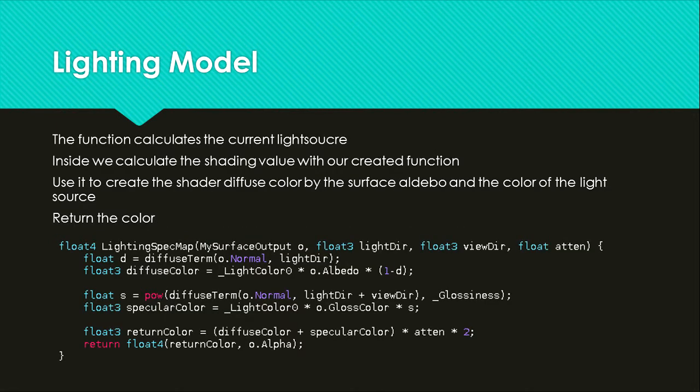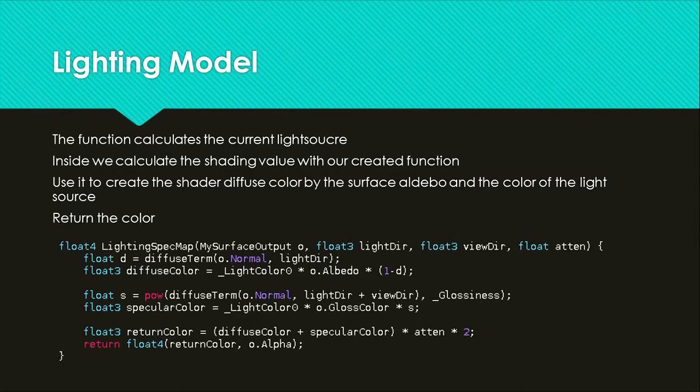All the lighting functions have to start with the keyword lighting and return a float4. The function takes the surface output, calculates the surface function as a direction of the current light source, the direction we are looking from at the object, and the attenuation of the light source. Note that this function is called for every light source in range of the object.